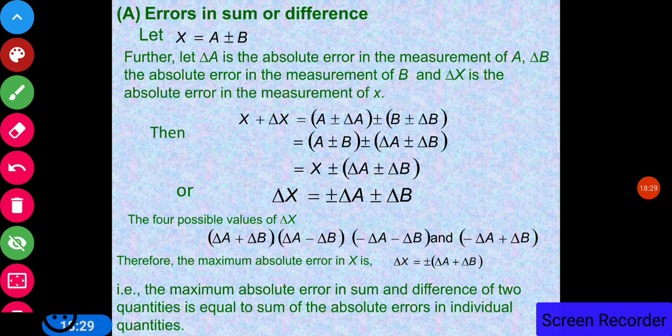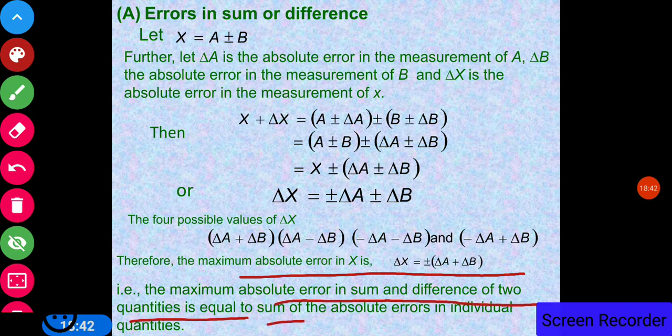That means the maximum absolute error in x is equal to plus minus del a plus del b. That is, the maximum absolute error in the sum and difference of the two quantities is equal to the sum of the absolute errors in the individual quantities. Means if you are adding or subtracting, whatever may be the absolute error in each quantity, that will be added, whether you are adding or subtracting. Subtraction does not mean that the error will subtract and the result will be 0. No, in both cases they will be added.